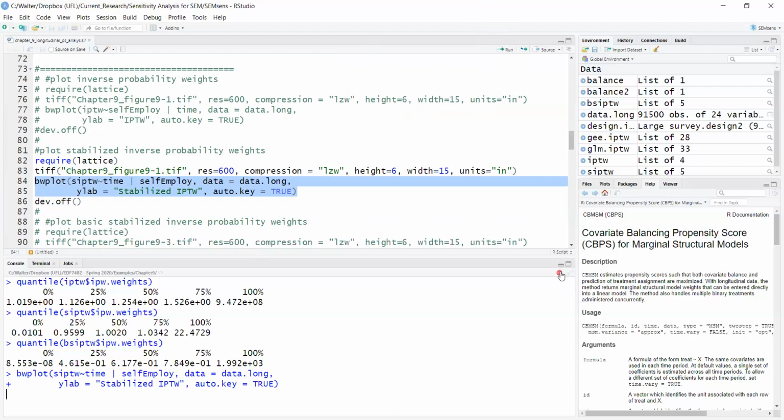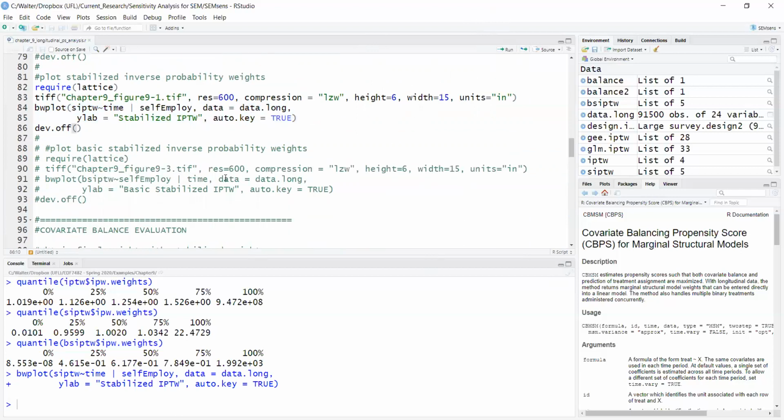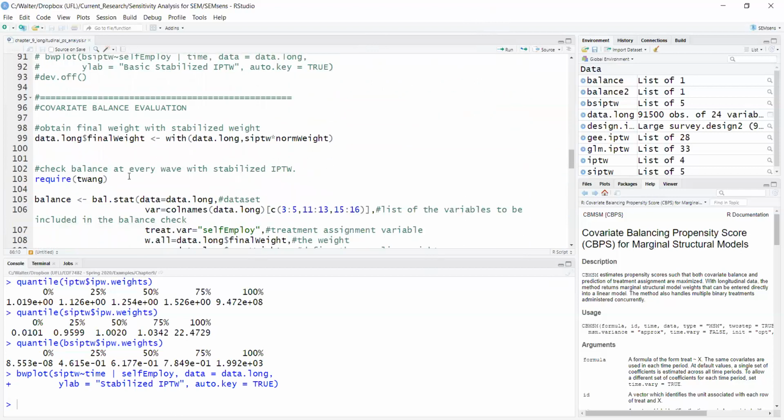This actually takes a while, so I'll stop. So this does the plotting. Now the final weight, because I want to take into consideration the sampling weights. My final weight is a product of the inverse probability of treatment weight, the stabilized version of it, and the normalized weight from the longitudinal data set. So I get what my final weight is.